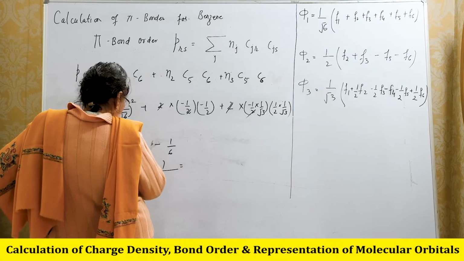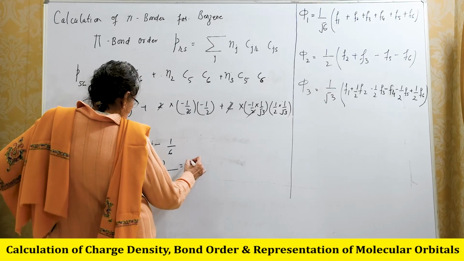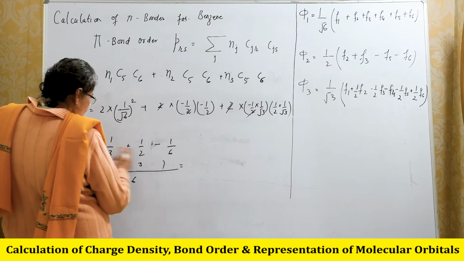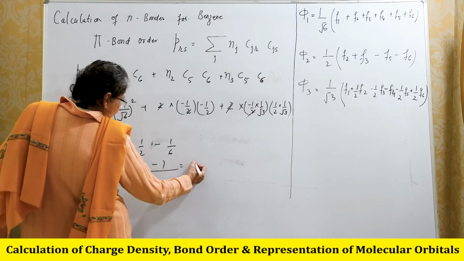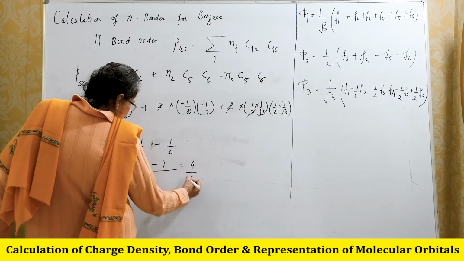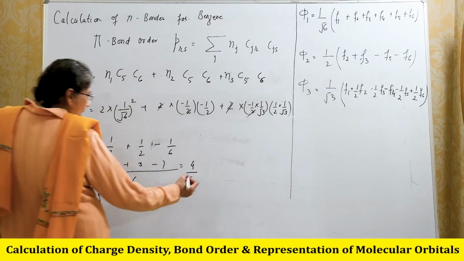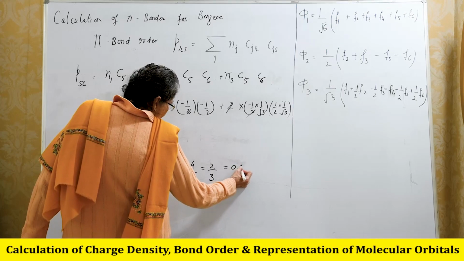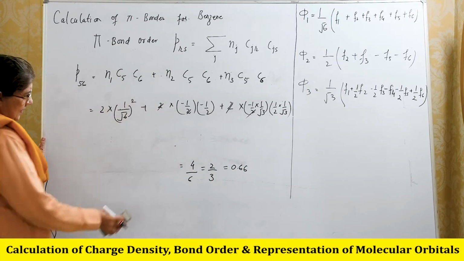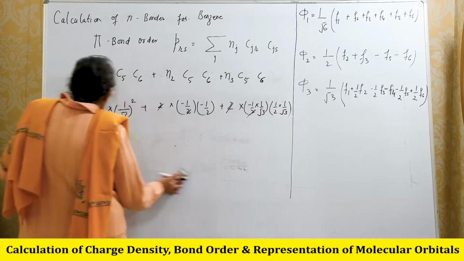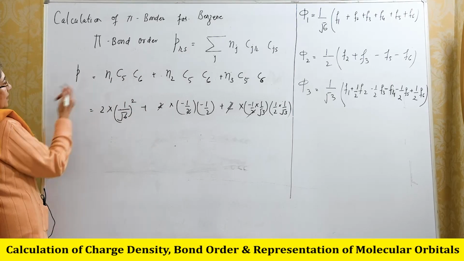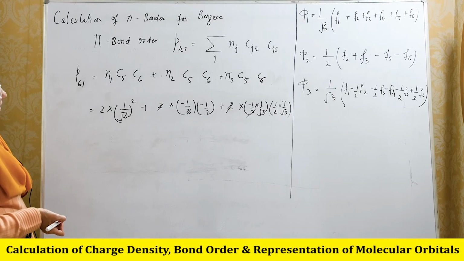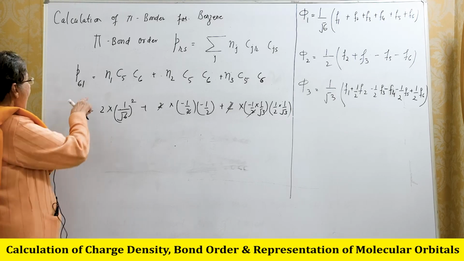2 plus 3 plus 1, that is minus, sorry. This is minus. So we get 4 by 6 is equal to 2 by 3, that is 0.66. And now last is the 6-1 bond. Benzene is having the bonding between the first and sixth carbon atom, 6-1.